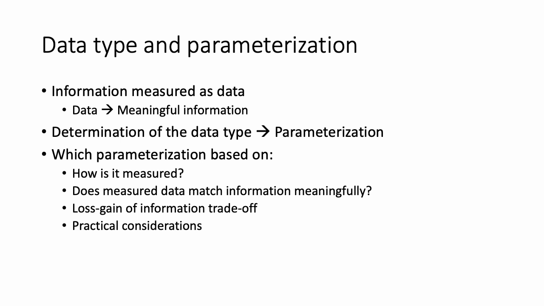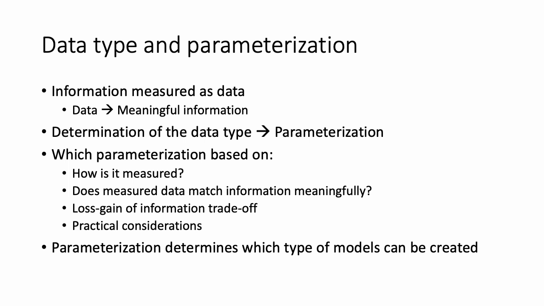Which parameterization we use is based on a number of things, including how it is measured. Does the measured data match the information meaningfully? Is it biased? Is there a loss or gain of information? There's a trade-off if you go from something continuous to something dichotomous. Is that worth it or not? And then, of course, the practical considerations: how easy is it to obtain? How easy is it to store? Ultimately, this is all important because the parameterization determines the types of models that can be created. And certainly when we start to evaluate models, understanding how the data was parameterized, and whether that's meaningful or not, is a critical part of that evaluation process.